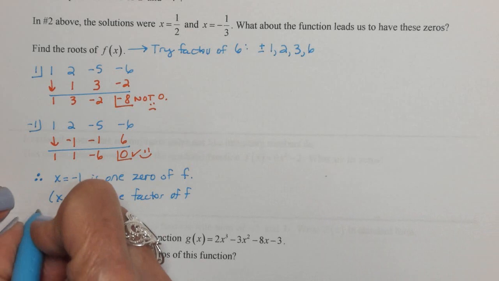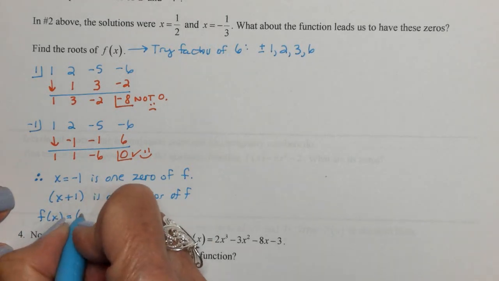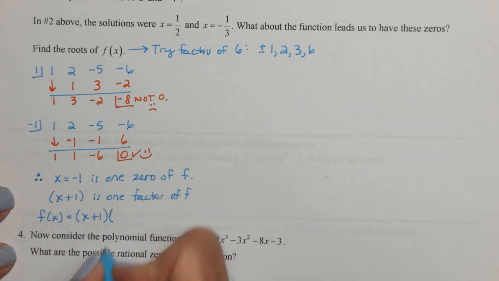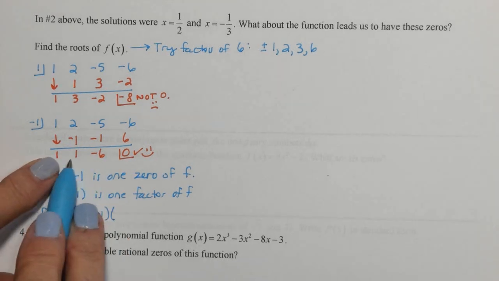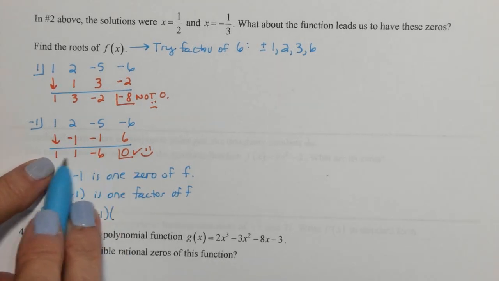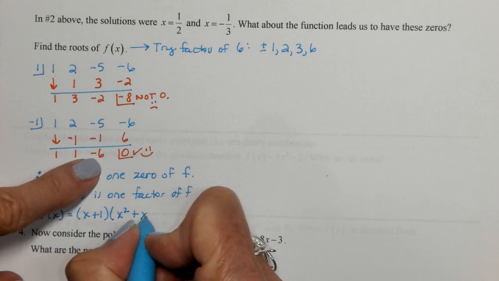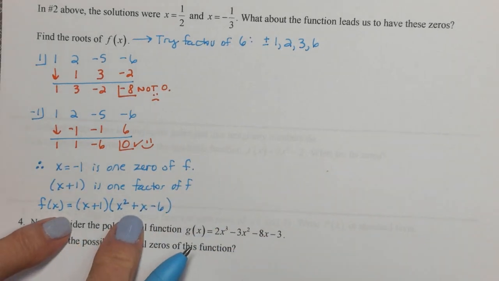And it means more than that. It means that f of x is equal to x plus 1, that one factor, times what quadratic? Well, the quadratic that was left by this depressed set of coefficients. So x squared plus x minus 6. So we can rewrite f like that.